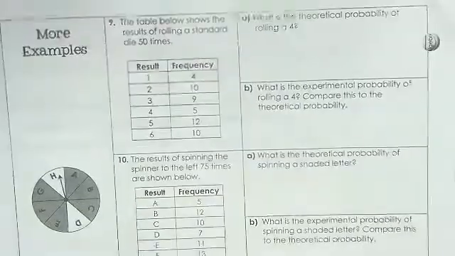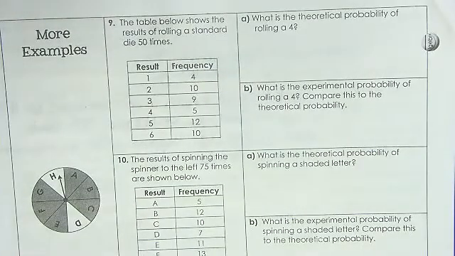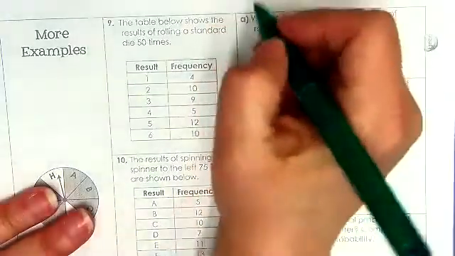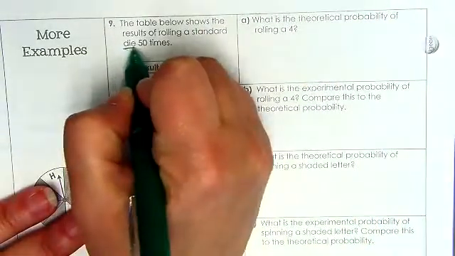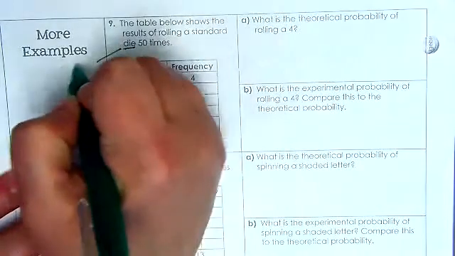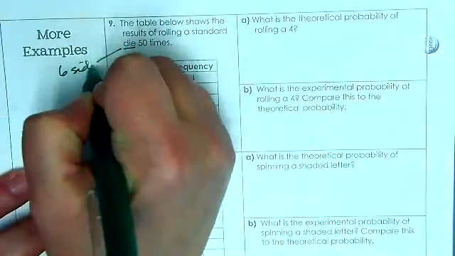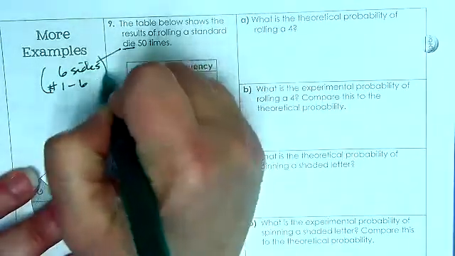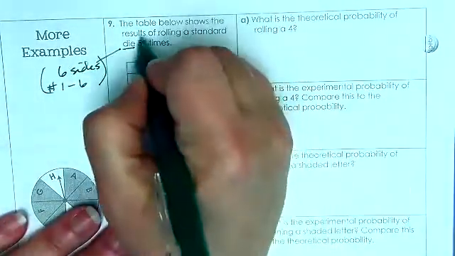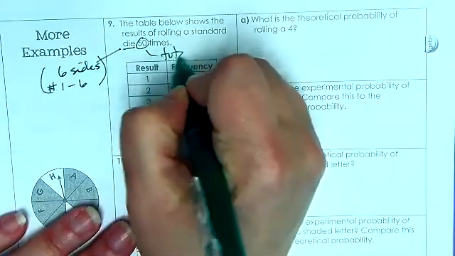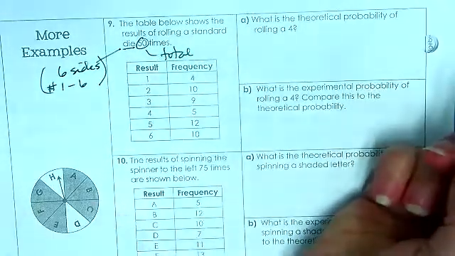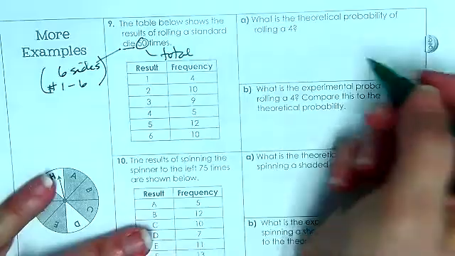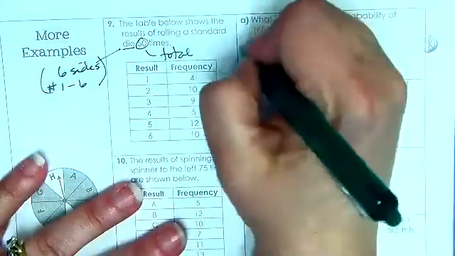So now we're going to look at if they give us an example. Okay, the table below shows the results of rolling a standard die. Remember that a standard die has 6 sides, numbers 1 through 6, rolled 50 times, that's my total. Okay, what is the theoretical probability of rolling a 4?